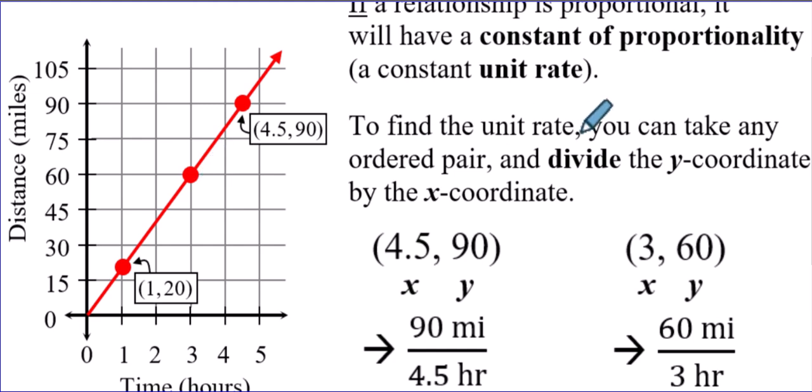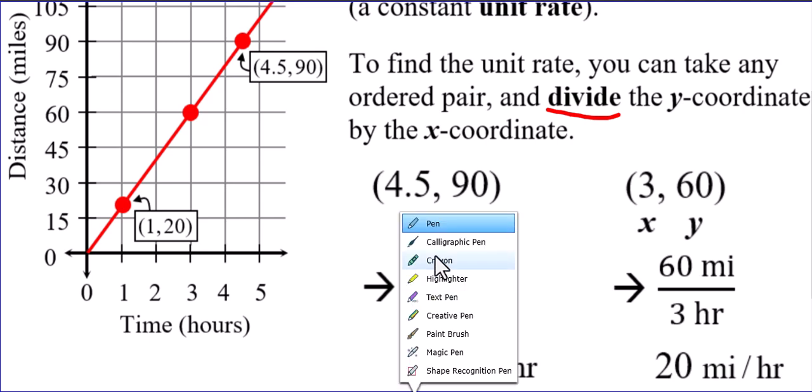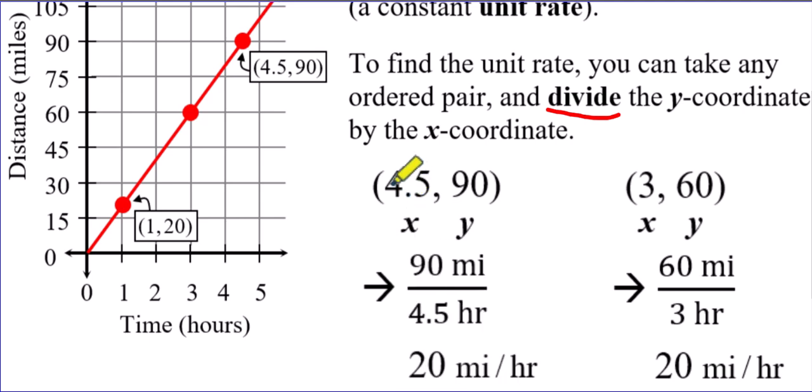We can take any ordered pair and divide the y coordinate by the x coordinate. Now, I hope you guys remember the order of x and y with an ordered pair. The first number is always the x. The second number is always the y. I labeled that for you here for your convenience. And what I can do is take those y values, the second number, put that up on top, and make the x your denominator. Besides, miles per hour is a logical way of doing it, not the other way around. So 90 divided by 4.5, I get 20 miles per hour. If I took this ordered pair right here, I'll highlight it for you in green, which is 3 and 60.